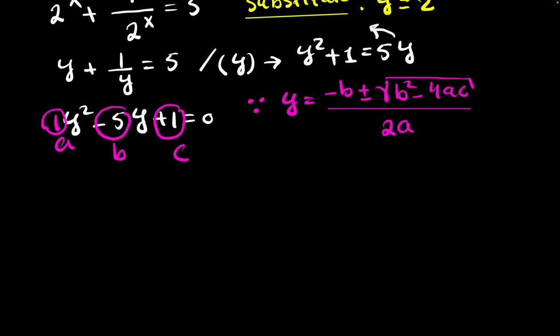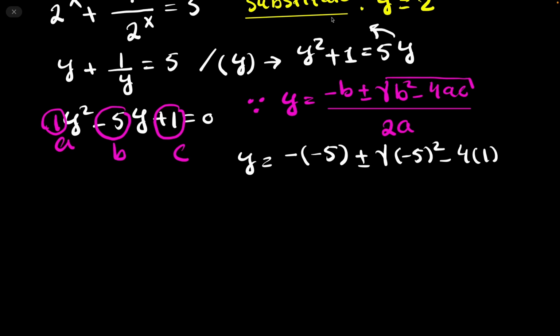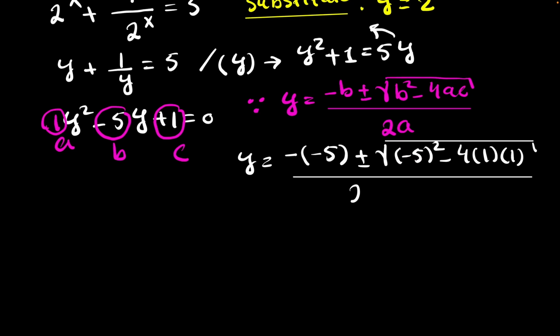I'm gonna plug in y is equal to negative b. We have negative, and b is minus 5, plus or minus the square root of b squared, which is minus 5 squared, minus 4ac, where a is 1 and c is 1 as well, and over 2a. 2a is 2 times 1.